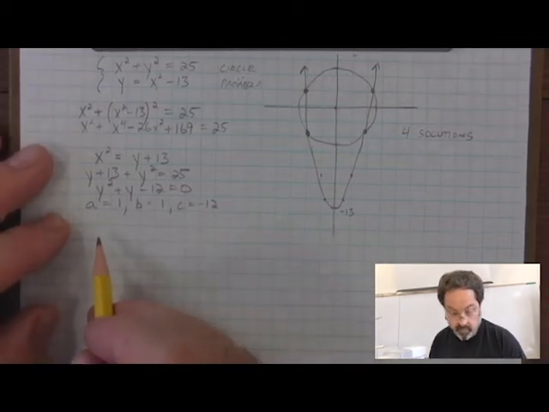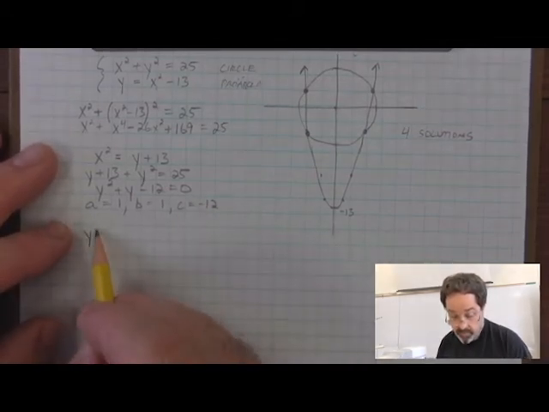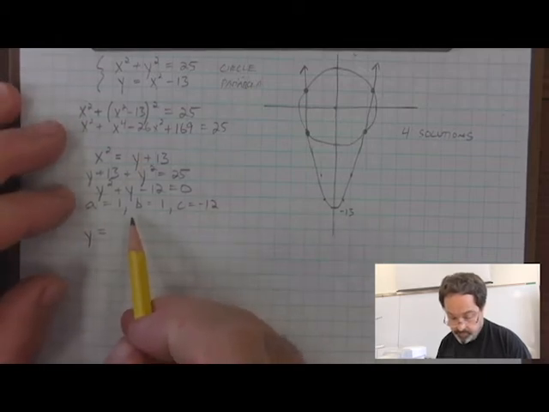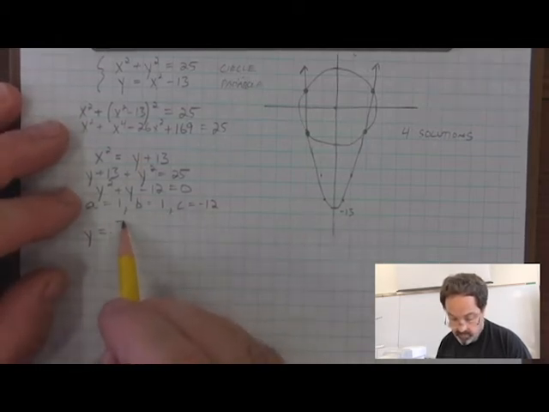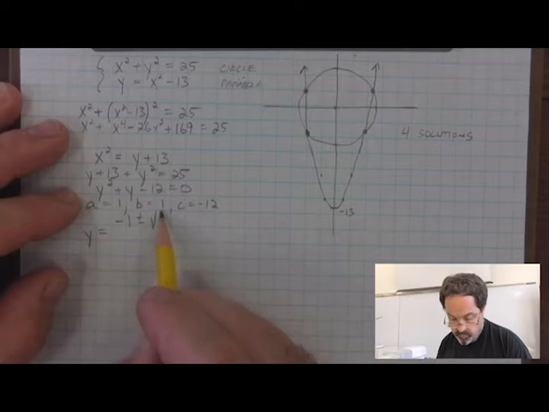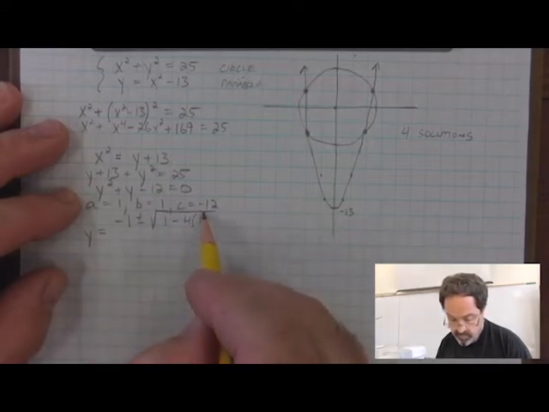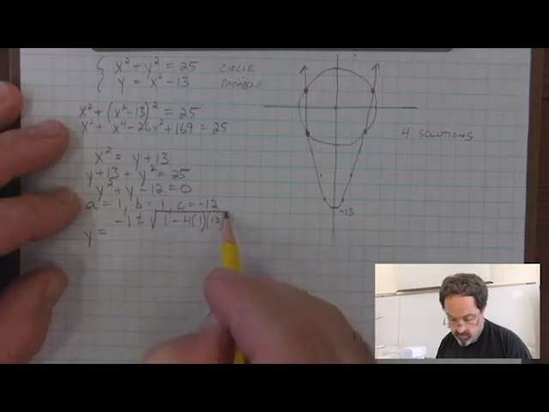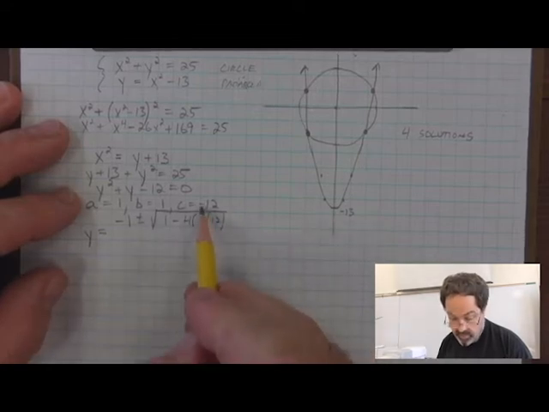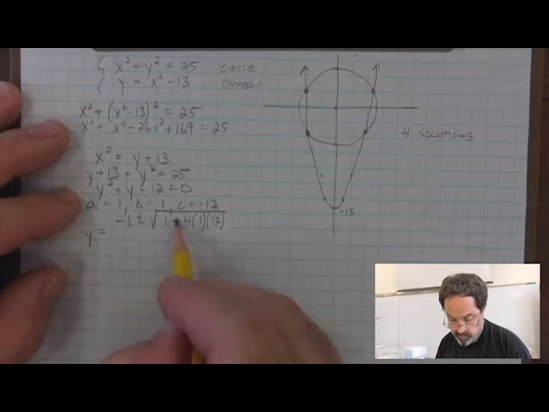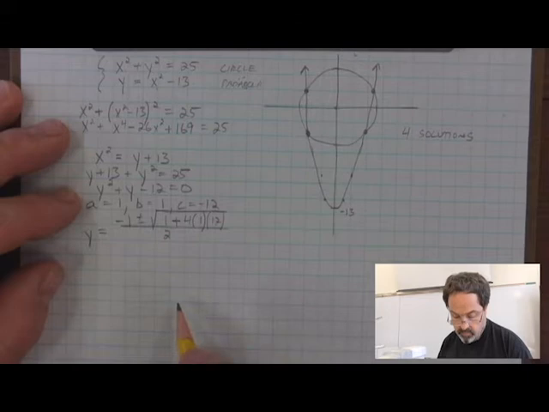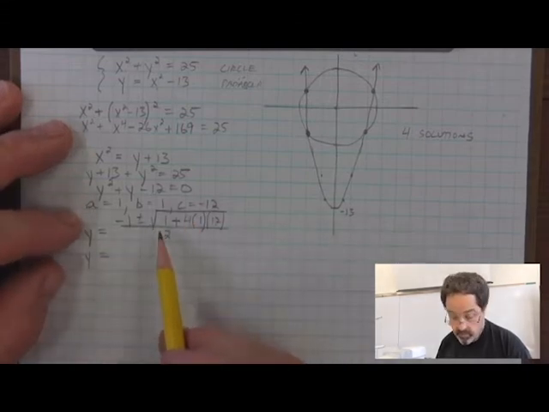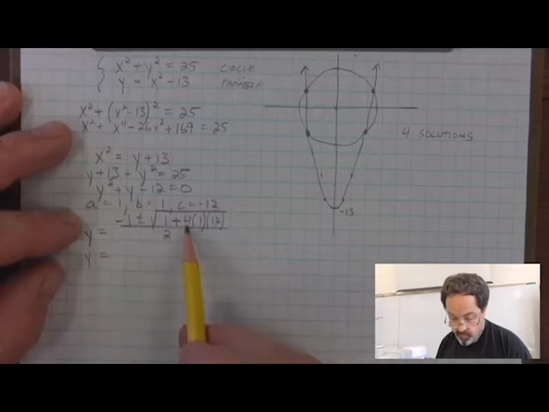Let's use the quadratic formula to solve for y. Y will be equal to negative b plus and minus the square root of b squared minus 4 times a times c, which I'm going to represent as a 12, and then the negative of negative 12 will change the sign out in front, all over 2a.